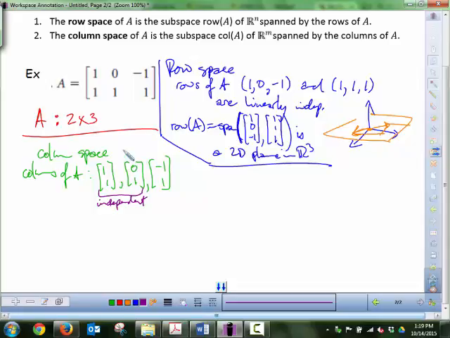It doesn't necessarily just have to be 0. It could be some other number. But the idea is, can I multiply 1, 1 by something to make it look like 0, 1? And there's no way to do that. Okay, so they're independent. So I have 2 independent vectors.